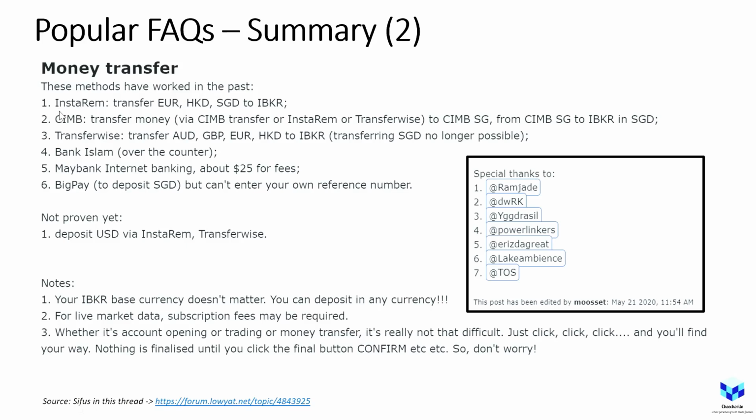Also, before I go to CIMB, I have to touch on TransferWise because it's the exact same concept as Instagram. Instagram is a local company, I think, or Southeast Asian. As TransferWise originated from the US. But with TransferWise, you can transfer AUD, GBP, Euro, and Hong Kong dollar. Apparently, SGD is no longer possible. So take note that these are tested ones so far. So there may be other currencies that you can try transferring over.